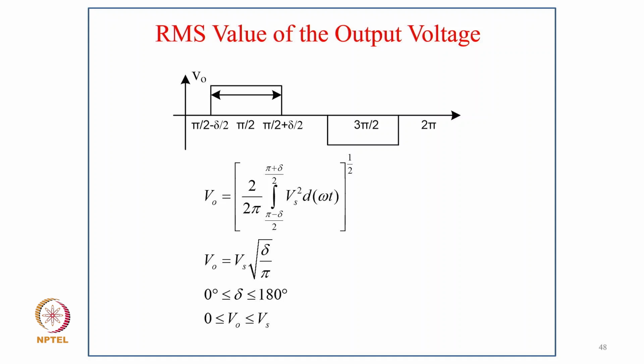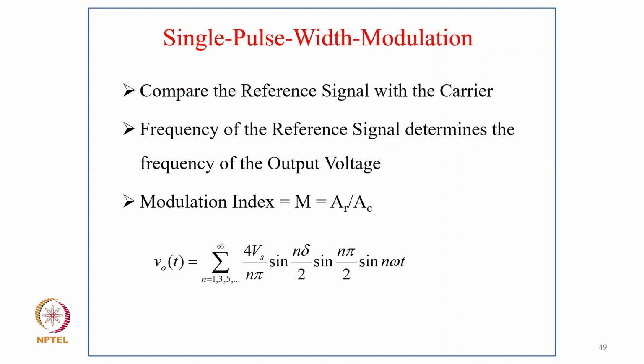So the output RMS voltage is V_O equal to (2 upon 2 pi, integral from pi by 2 minus delta by 2 to pi by 2 plus delta by 2 of Vs square d omega t) to the power half, and here V_O equals Vs under root delta upon pi, where delta varies from 0 to 180 degrees and V_O varies from 0 to Vs.